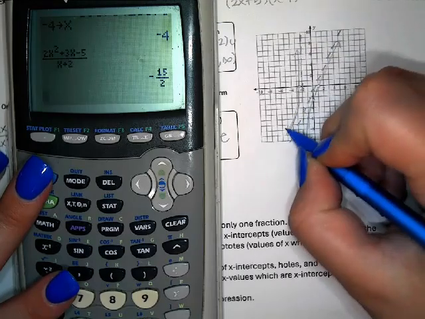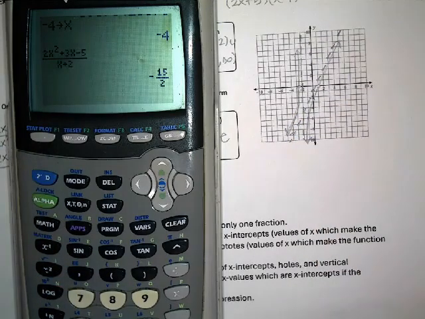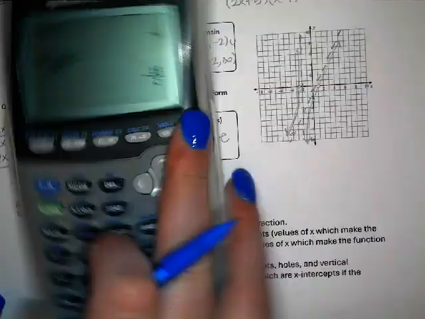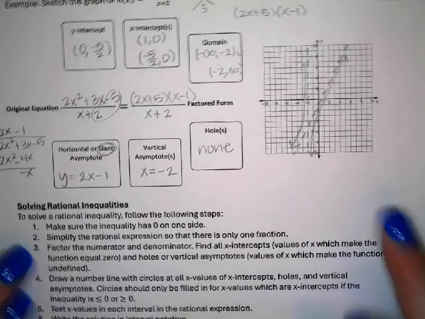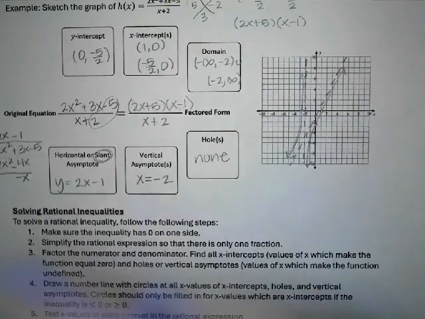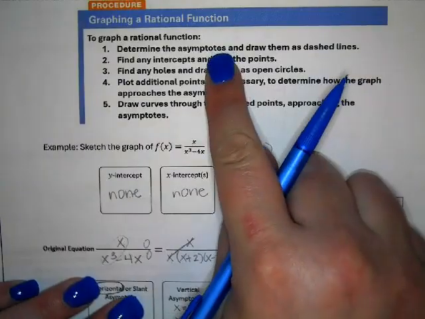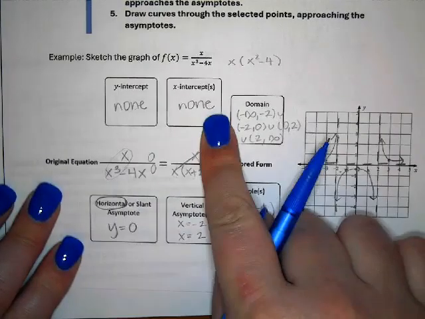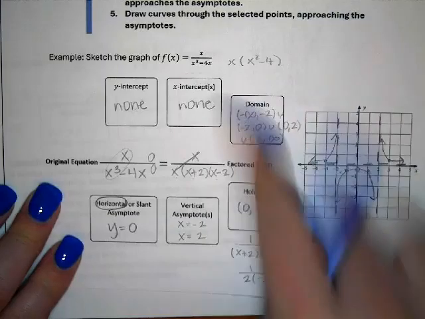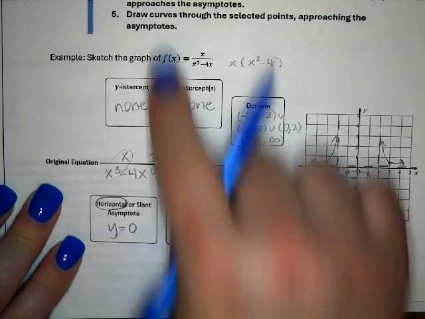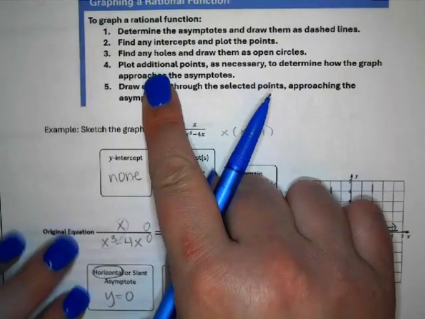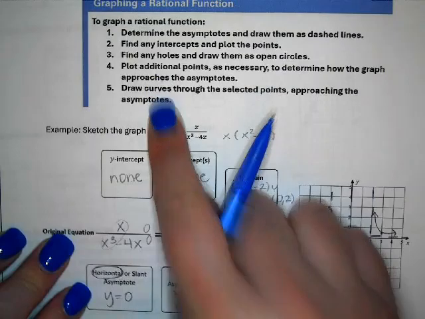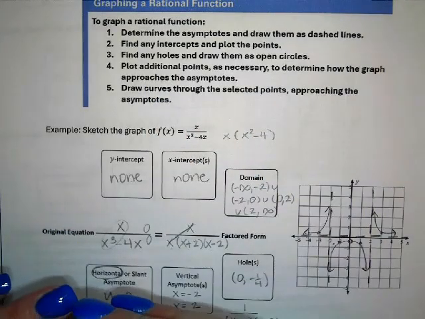Okay, so to sketch the graph, just a reminder, you're going to find all this information, and you're going to graph all this information. And then after that, you're going to probably have to add some additional points, and just keep in mind that the curves have to go closer to the asymptotes. So I shouldn't see any random graphs. You'll notice too, I was taking time with the graphs. I was trying to draw the points accurately.